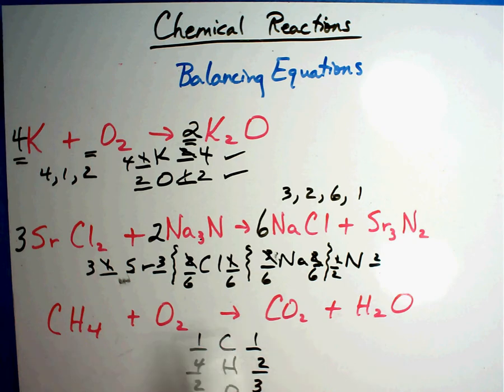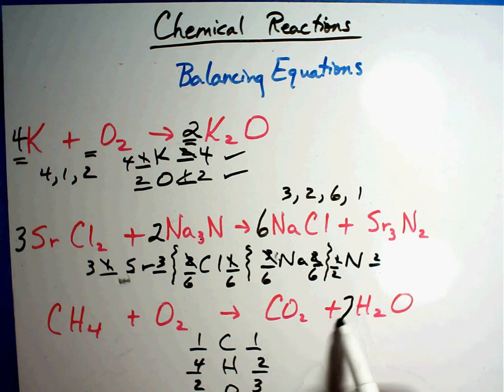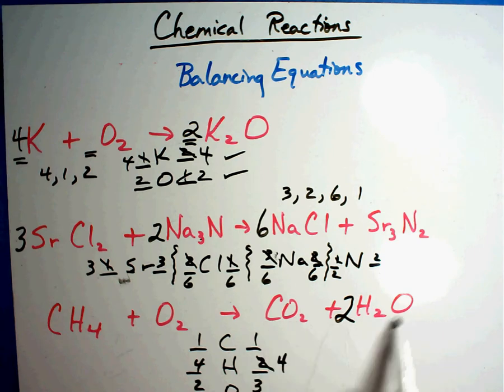1 carbon, 1 carbon. That's fixed. So let's fix the H's. 4 H's and 2 H's. That means I need a 2 there. That gives me 2 times 2 is 4 H's. But that also messes up my O's. 2 O's and then that 2, 4 O's. So that means I'm going to have a 2 here. That gives me 4. Huh, looks like I got it.